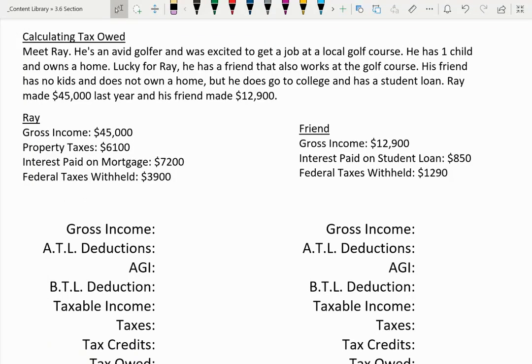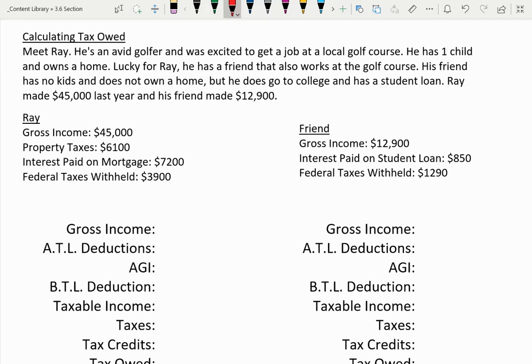Meet Ray. He's an avid golfer and he was excited to get a job at a local golf course. He has one child, owns a home, and lucky for Ray, he's got a friend that works at that golf course. His friend has no kids, does not own a home, but he does go to college and have a student loan. Ray made $45,000 last year and his friend made $12,900.